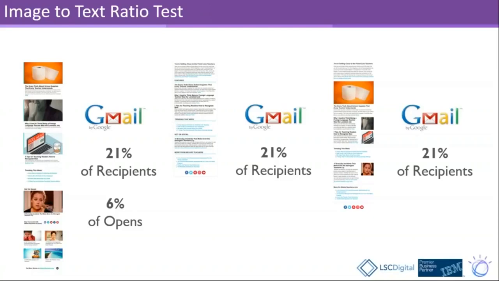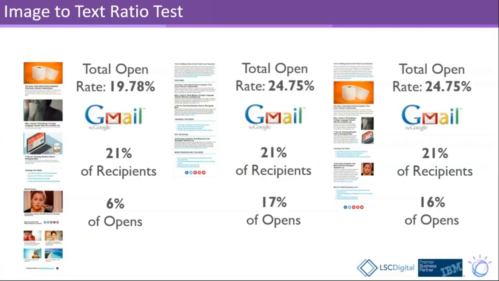Now, when I went to pretty much 95% text, that number spiked quite a bit. So 21% of the recipients were on Gmail, but now they accounted for about 17% of the opens. And then when I had about a 60-40 split or so, it stayed about 16%. So not really changing the articles and what was being shared, but just changing that image to text ratio. And just by doing that, the overall open rate, so taking all the lists, as you can see, jumped dramatically.